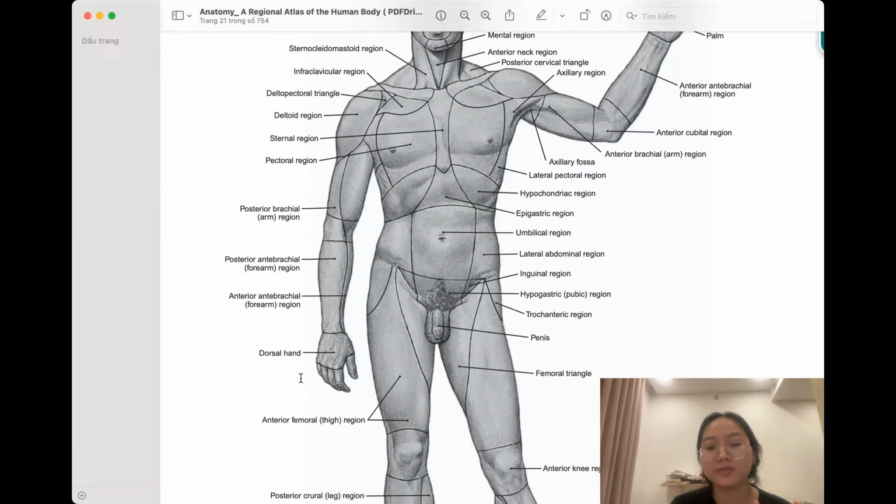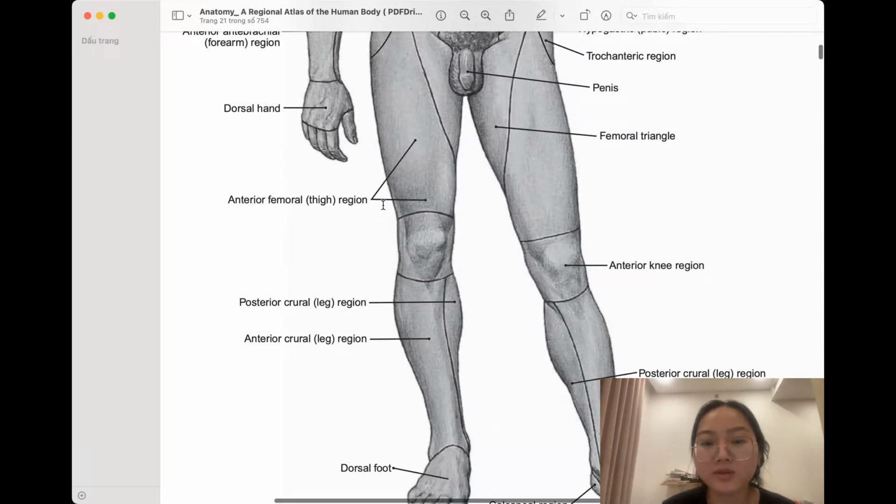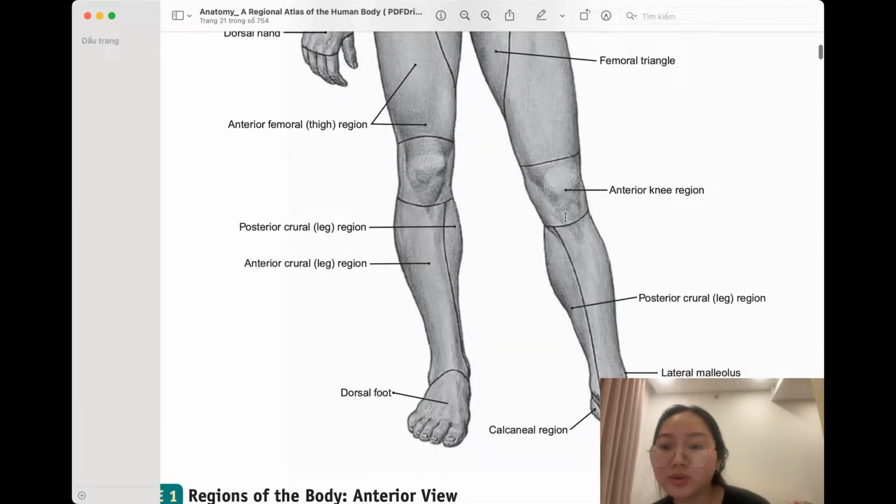The dorsal hand. How can I explain it? Dorsal relates to the upper side, the back of the hand. So we have the dorsal hand, and the palm is the front of the hand. Then there's the anterior femoral or thigh region. In general, we call this the thigh, and the femur is the bone of the upper part of the leg. The anterior femoral region relates to the femur at the front. This one is also called the anterior knee region.